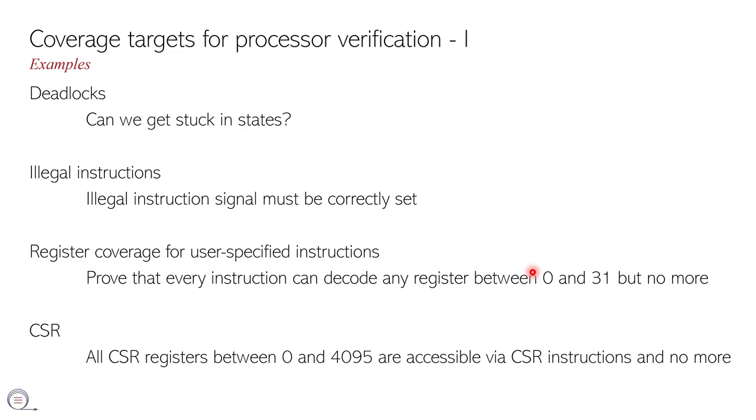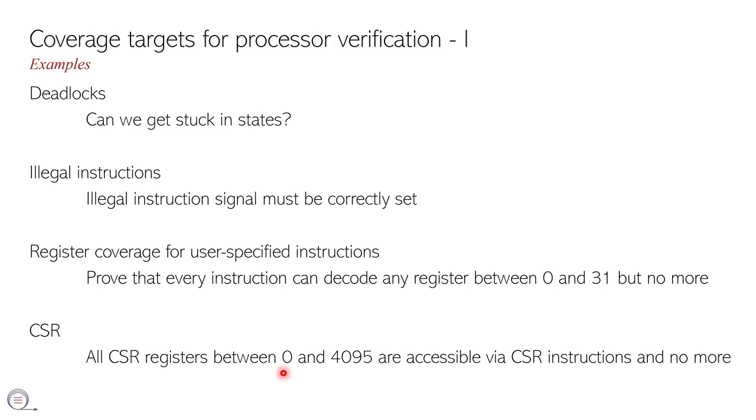Other things we've looked at is, can we get stuck in states, illegal instruction behavior, register coverage, proving that every instruction can decode any register between 0 and 31, but no more. If the design was ever instrumented for Trojan insertion, these assertions would fire. All CSR registers are being correctly decoded. The ones that have to be written are written. The ones that have to be only read are not written. If they are written, then we must raise an exception. If the code is raising an exception, we check it does.